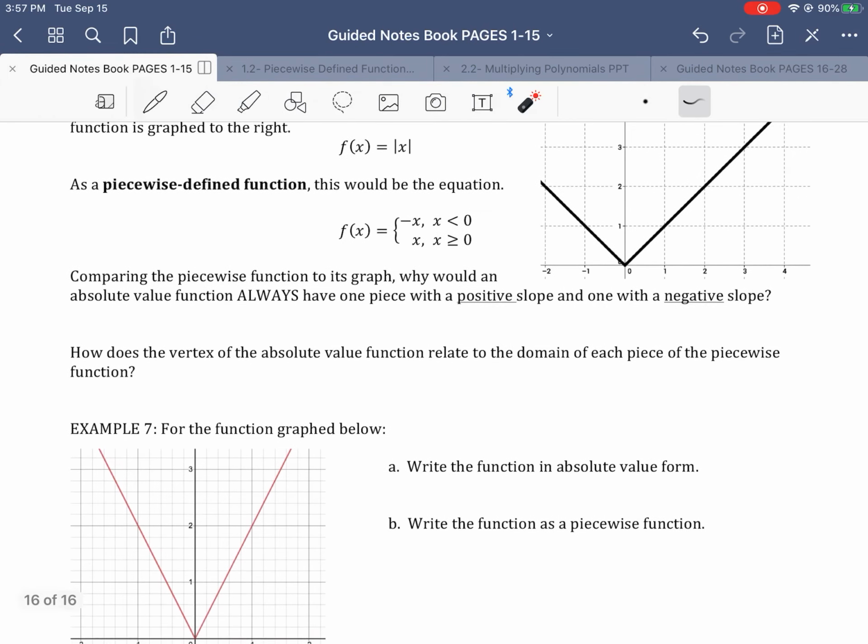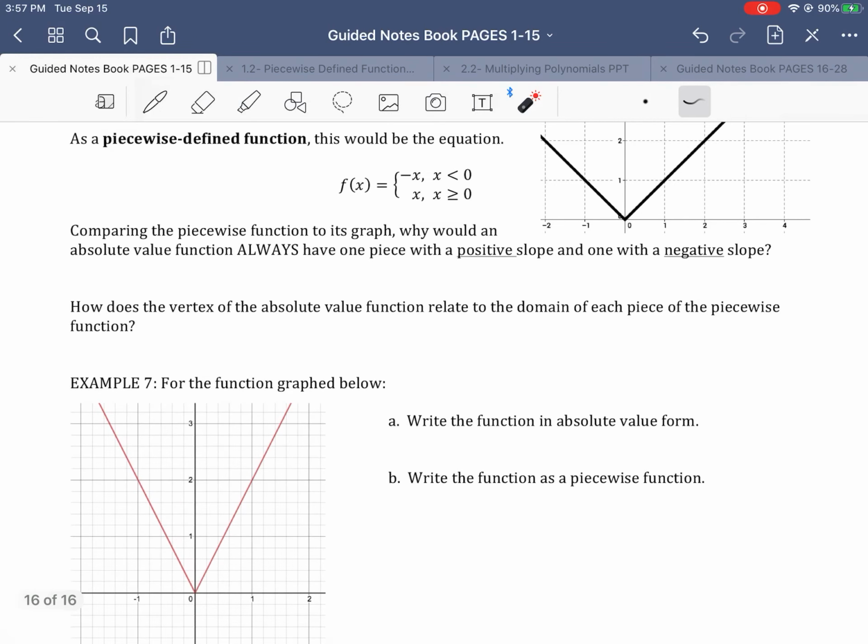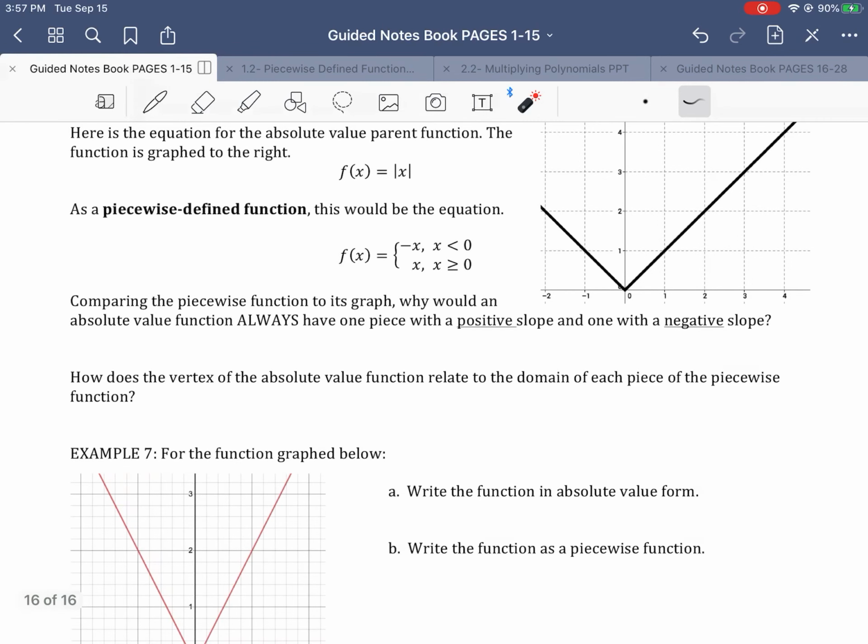There's a couple questions on here just to think about. It says, comparing the piecewise function to its graph, why would an absolute value function always have one piece with a positive slope and one with a negative slope? Remember, absolute value functions always make a v, so there will always be a positive slope and a negative slope. Or if it's upside down, this guy's the positive slope and then a negative slope, but there's always one piece of each. And notice if we were to look for that barrier, that relates to the vertex every single time.